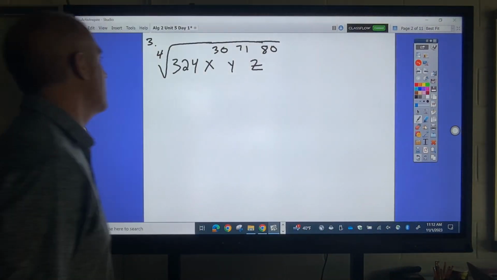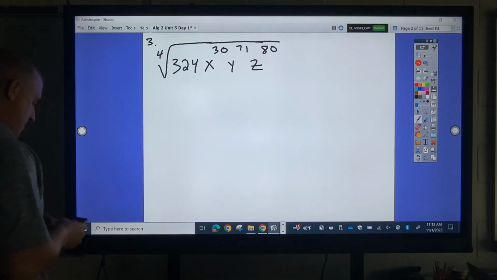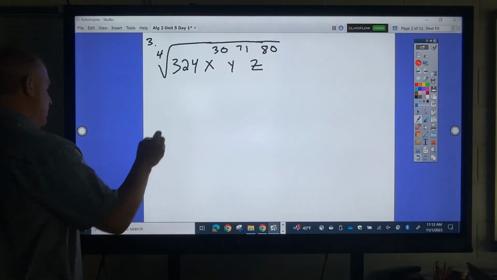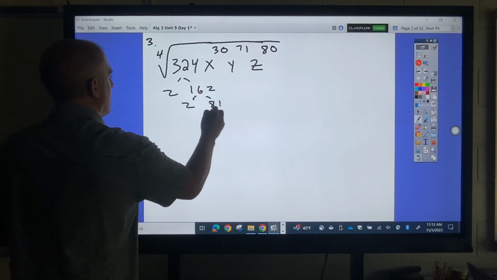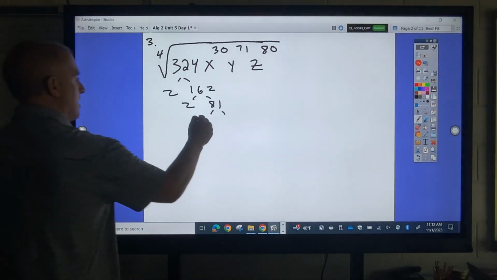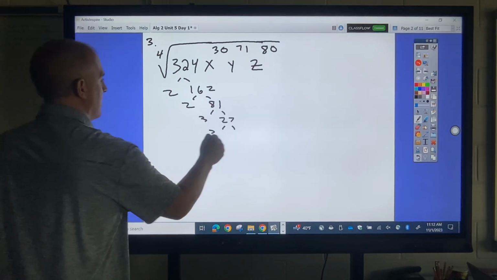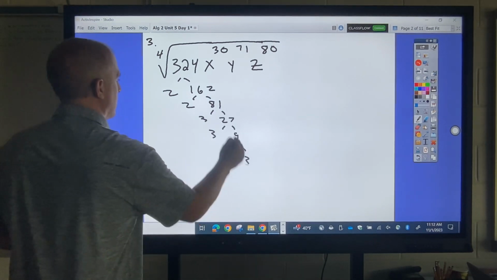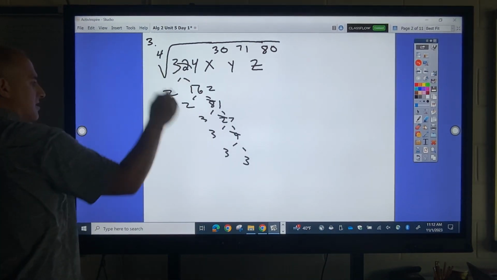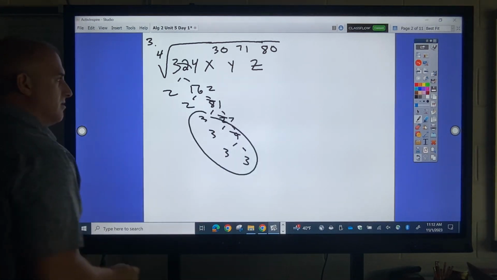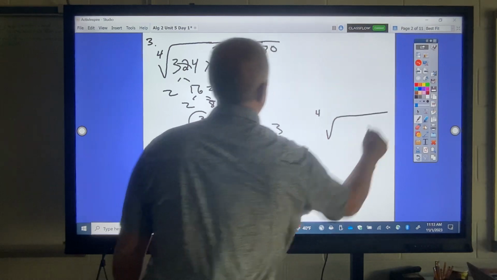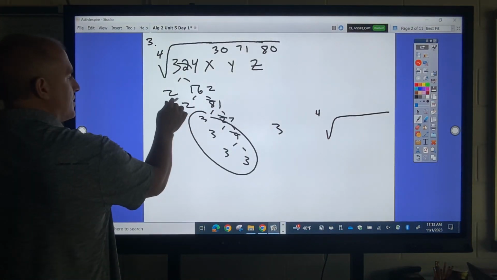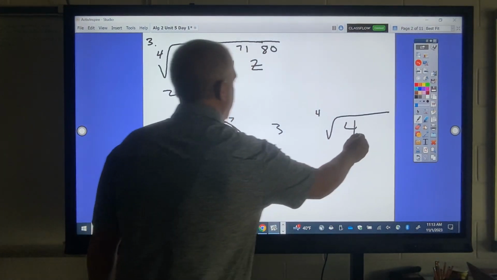All right? So this one, break down 324, divided by 2, 2, 162, 2, 81, 3, 27, 3, 9, 3, 3. Now, since it's a 4, I got to circle those 4. So only allowed 1 there. All right, what's going to be there? The only thing I didn't circle, 2 times 2, which would be 4.